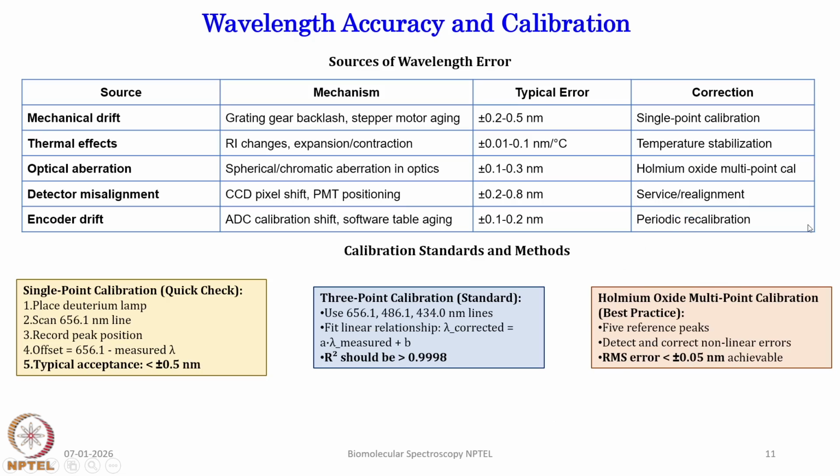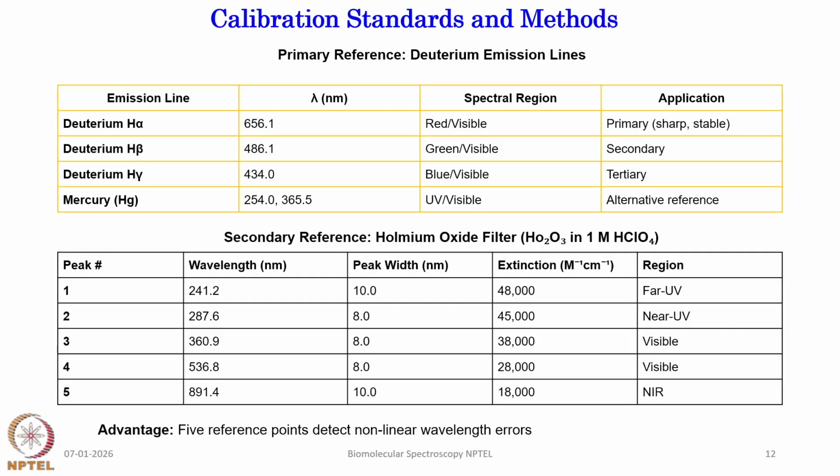So, what I mean to say in simple terms is that these instruments should be calibrated and authenticated on a periodic basis if you are doing quantitative assessment of, say, a biomarker or anything. And these are the ways you can do the calibration: by deuterium lamp, H alpha, H beta, H gamma, and mercury lamp. You have them in the visible range, green range, blue range and the UV-visible range, and you can have a sharp, stable secondary and alternative reference for these. Using this, basically, you can calibrate the standards.